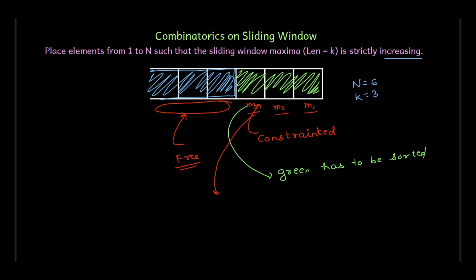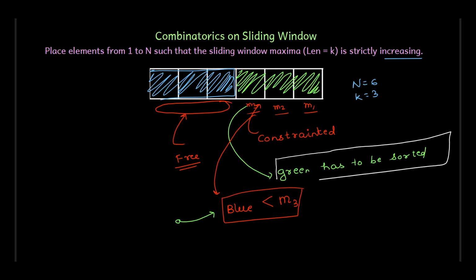This means that in this blue region, you can make this bold claim that all the elements of the blue region are strictly less than M3. M3 is the third maxima. This is one bold claim and observation that you can make, that the blue region is strictly less than M3, and another bold claim is that this green region has to be sorted in strictly increasing order.